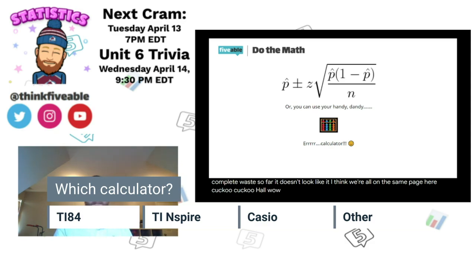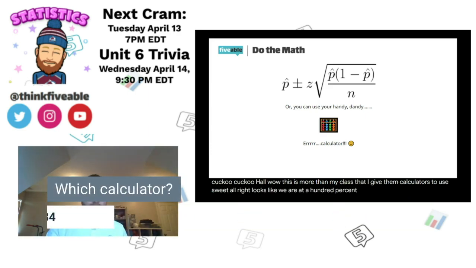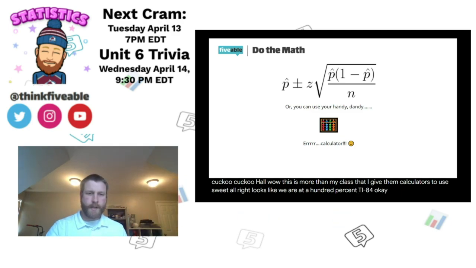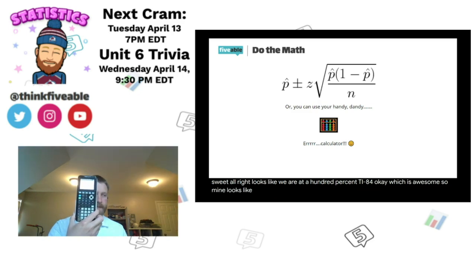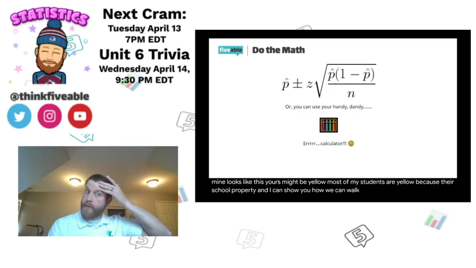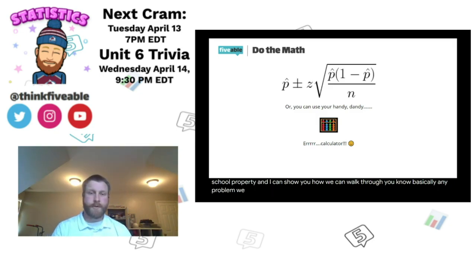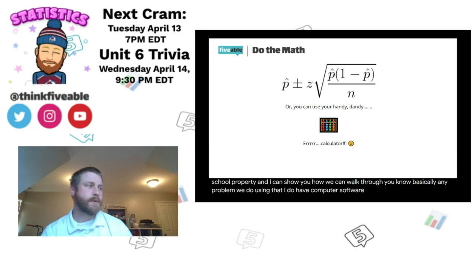Wow. This is more than my class that I give calculators to use. Sweet. All right, looks like we are at 100% TI-84. Okay. Which is awesome. So mine looks like this. Yours might be yellow. Most of my students are yellow because they're school property. And I can show you, we can walk through basically any problem we do using that. I do have computer software that we can do that with, so that's really cool.